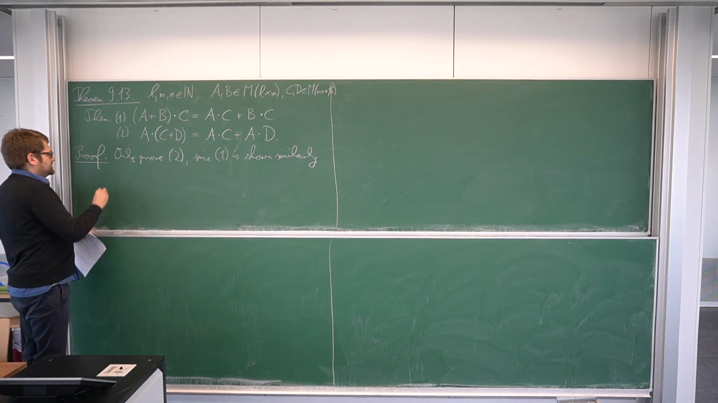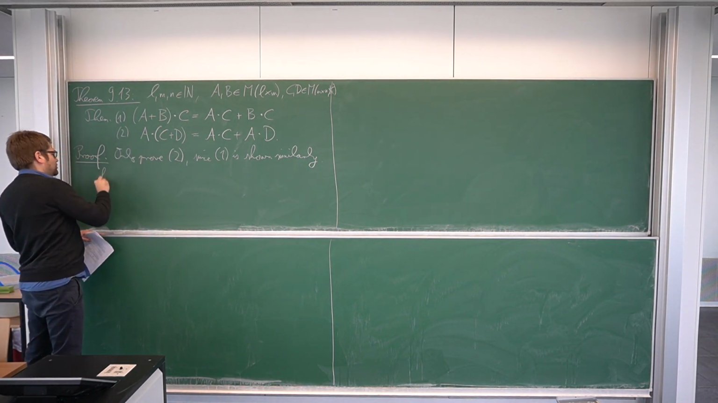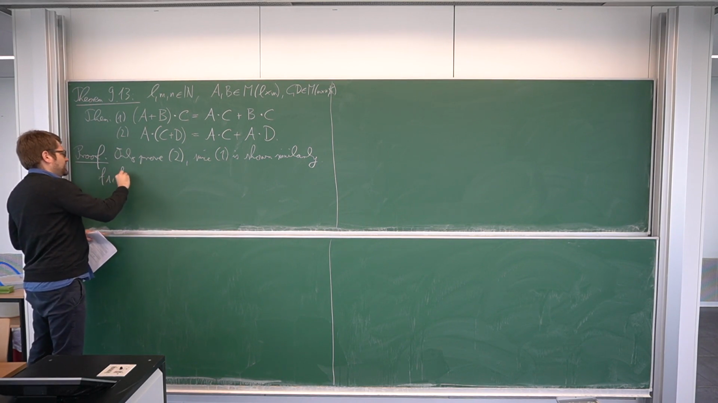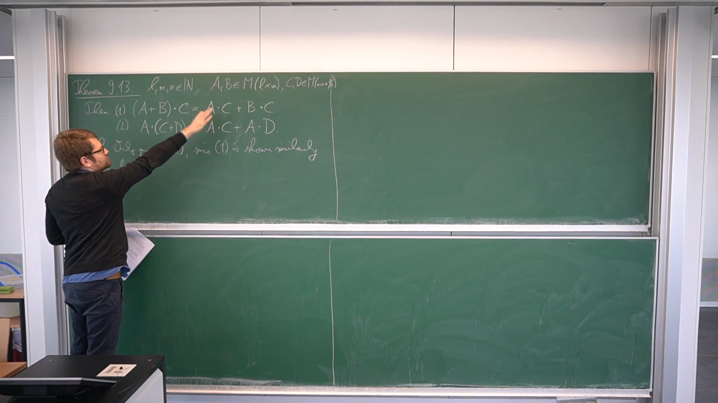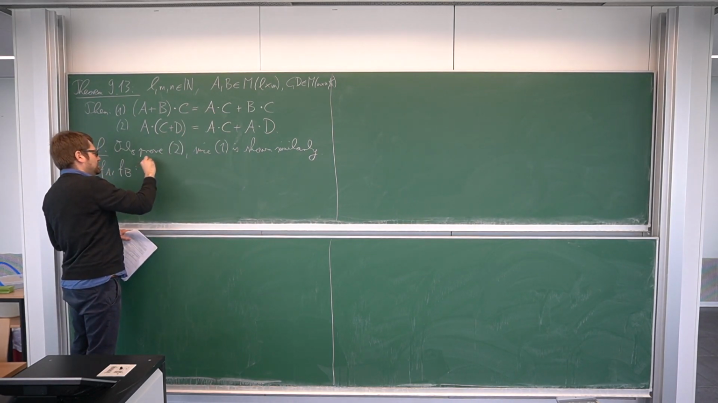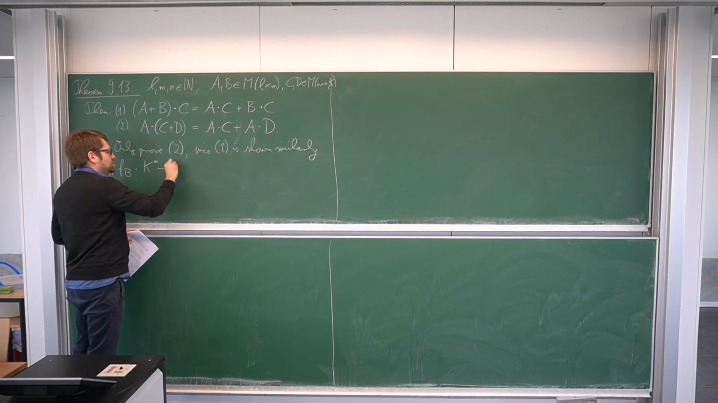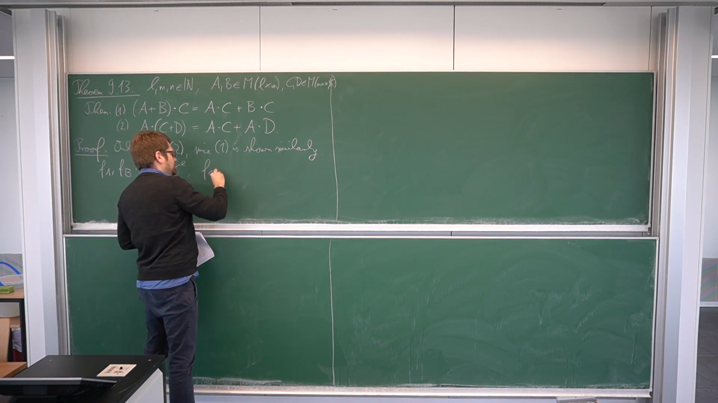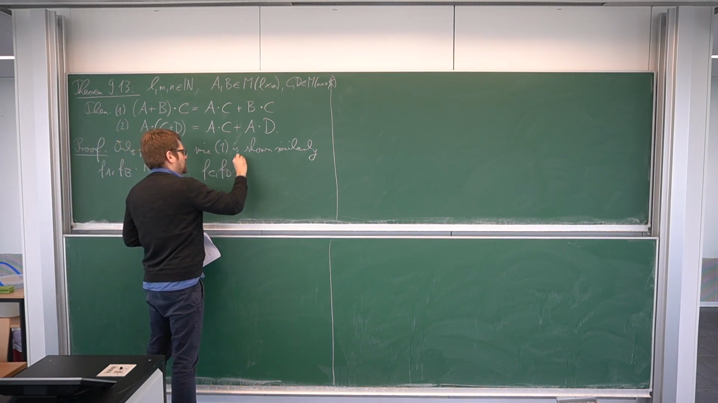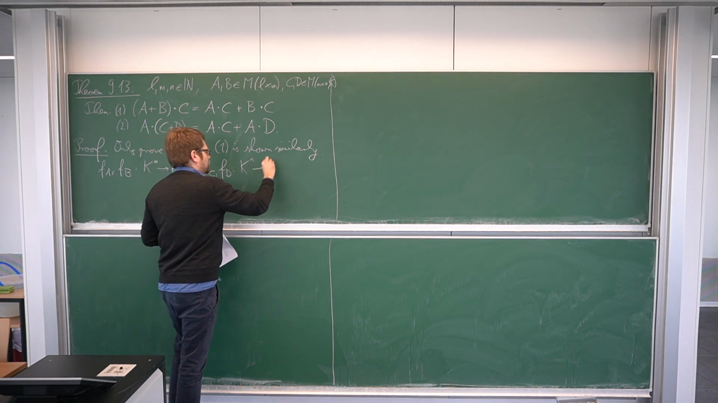Okay, so let's consider the induced maps. So A and B induce maps Fa and Fb. So this is an L by M matrix. So these are linear maps from Km to Kl, and Fc and Fd from Kn to Km.